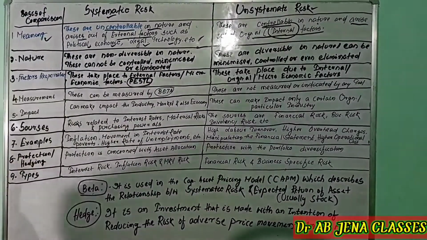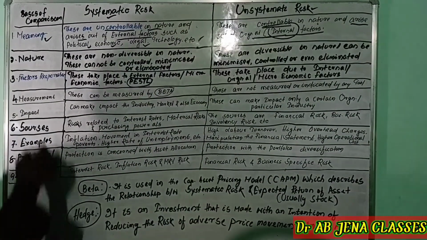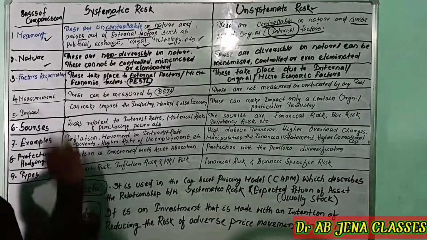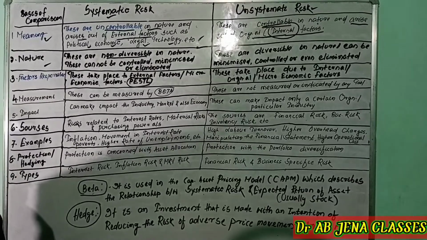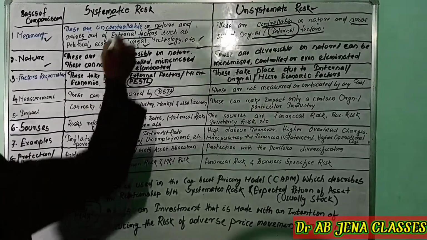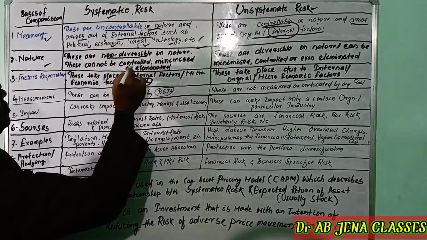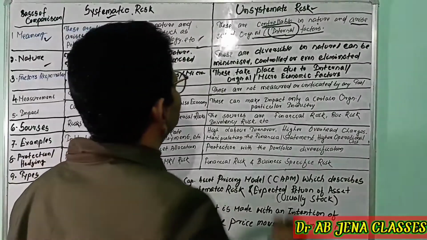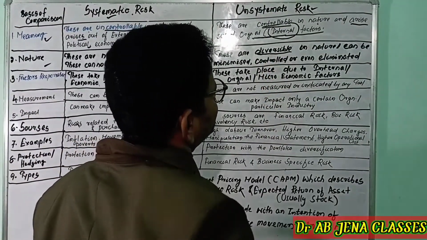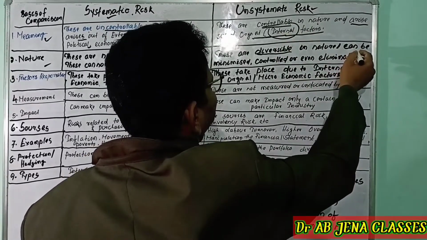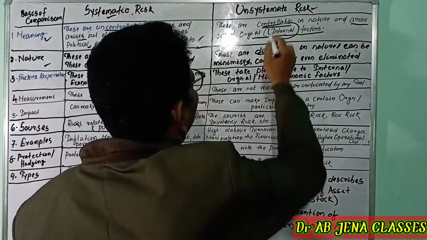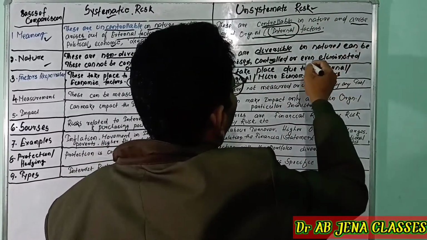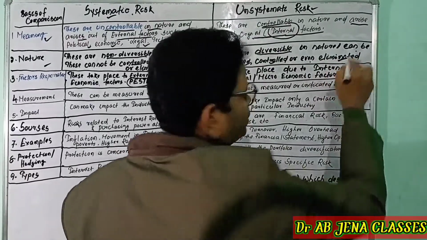Friends, move towards the second basis of comparison, the nature. Systematic risks are non-diversible in nature. These risks cannot be controlled, minimized or eliminated. Whereas unsystematic risks are diversible in nature, and unsystematic risks can be minimized, can be controlled, and even can be eliminated.